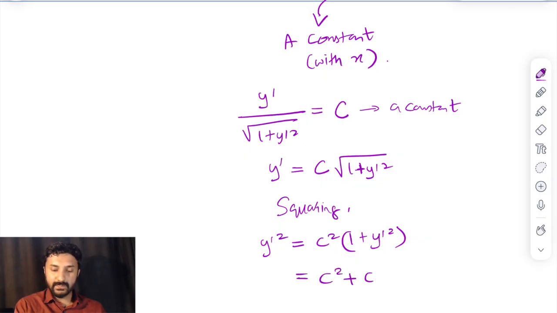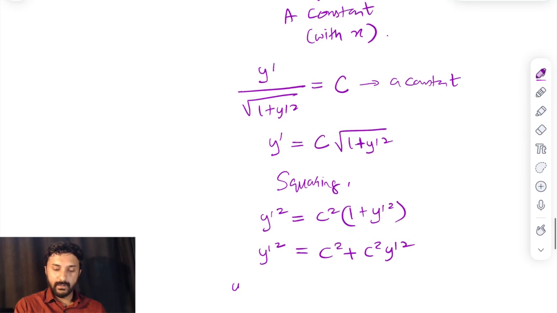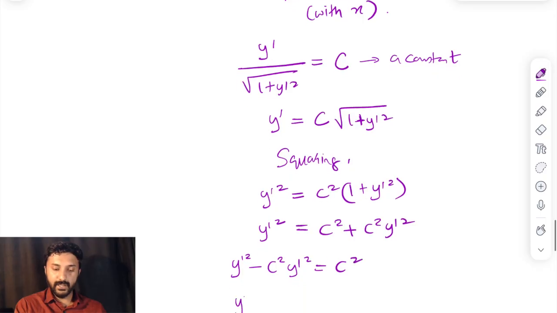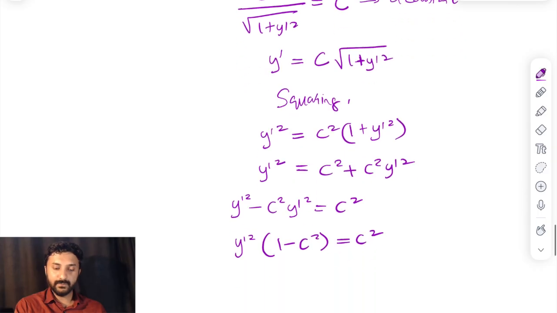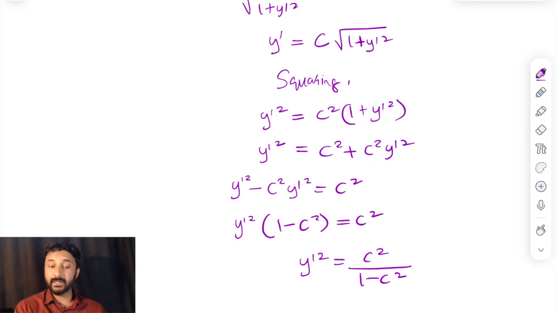Let's open the brackets: c squared plus c squared y dash squared. Let's gather the y dash squared terms on one side of the equation so that we can pull y dash squared out common, leaving us with 1 minus c squared, and that in turn leads us to c squared by 1 minus c squared.